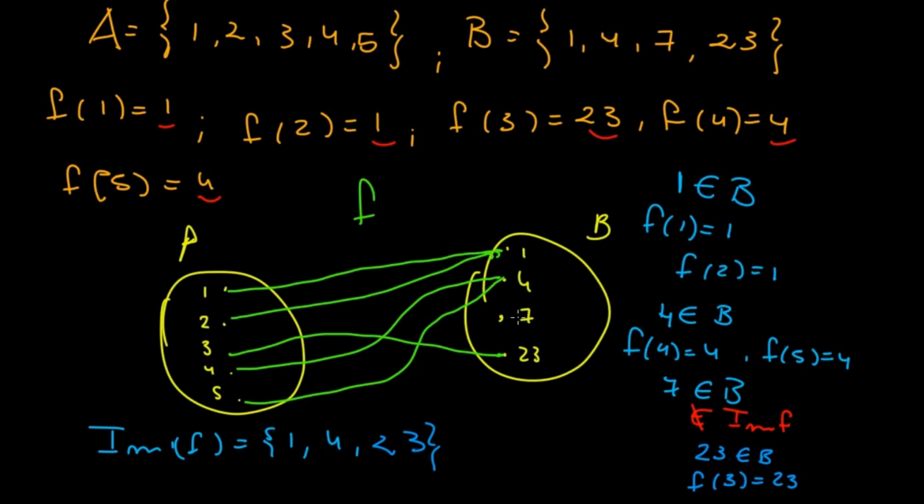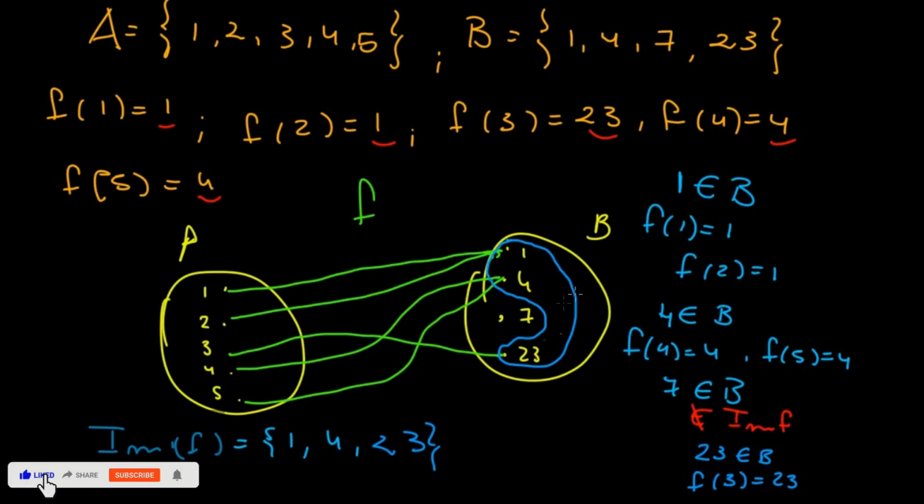And if I want, I could draw my image here as a subset. So I'm going to do this. So the blue set is my image. Okay, this is the image of f. And this is a very important concept, and we will learn more about this, we will use it more in the next video.